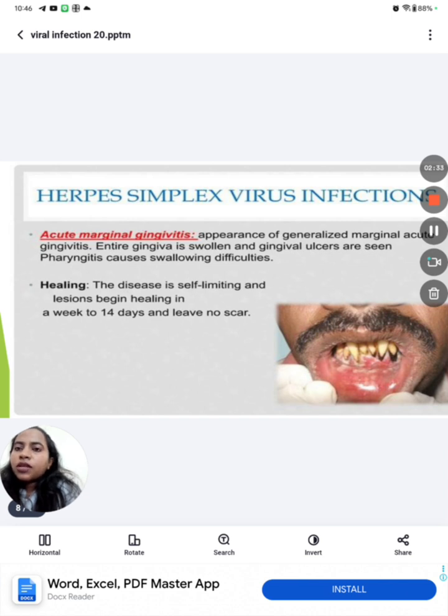Acute marginal gingivitis shows a generalized marginal acute gingivitis, and the entire gingiva is swollen. Ulcers are also seen in this case, and there will be difficulty in swallowing. Healing: the disease is self-limiting and the lesions heal within 14 days, leaving no scar.